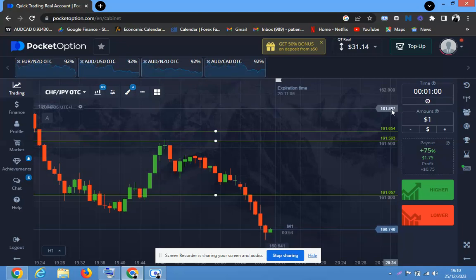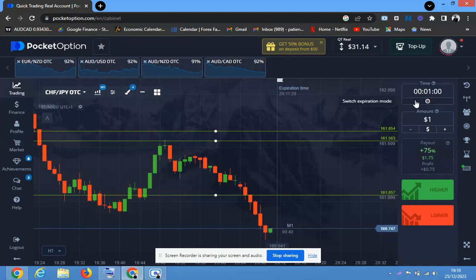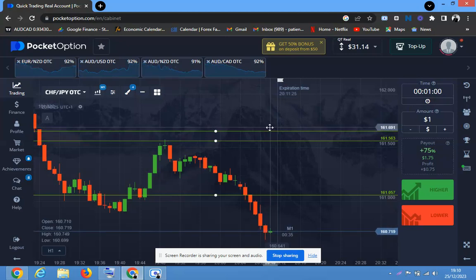So the second way that you can trade binary option is using the 1 minute candle with more than 1 minute expiry time. Your trade will close at either 3, 4, 5, 10, or 15 minutes expiry time. So when you're trading the 1 minute candle, you use the candlestick psychology.